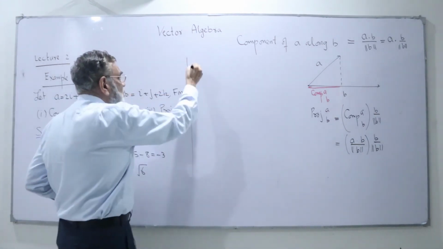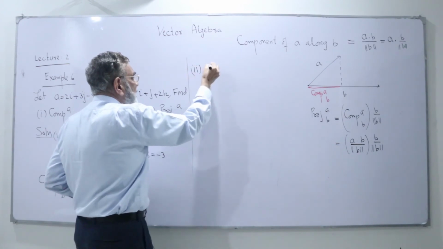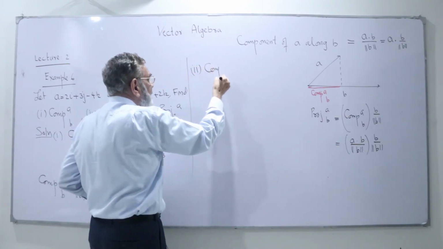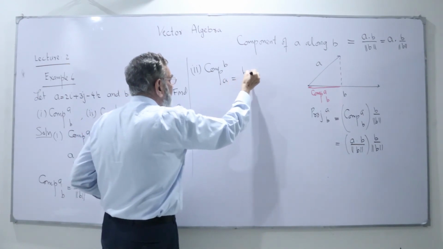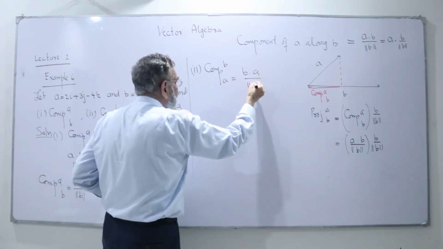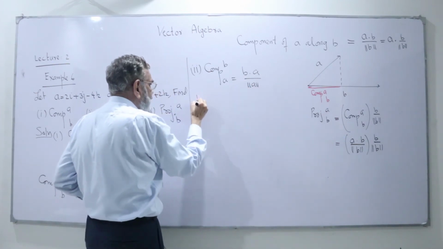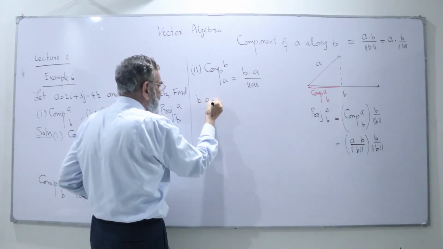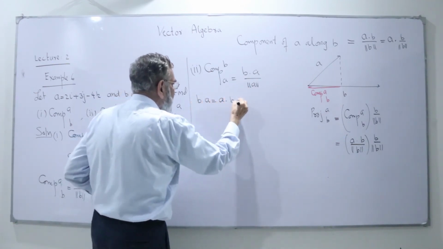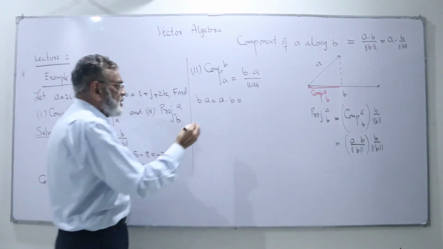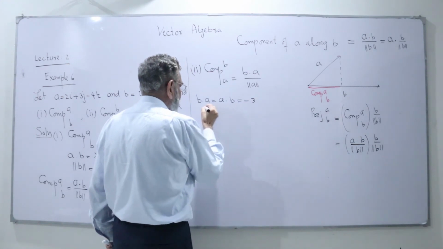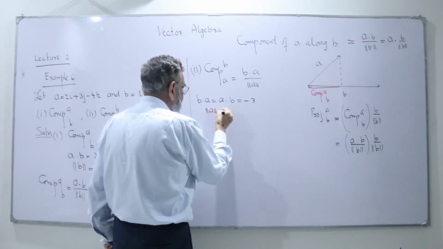Now I find number 2. Number 2 is component of B along A. So what will that be? That's B dot A over magnitude of A. Now what's my B dot A? My B dot A is the same as A dot B, and we have calculated here that A dot B was equal to minus 3. So this is also equal to minus 3, and then we take magnitude of A. What's magnitude of A?